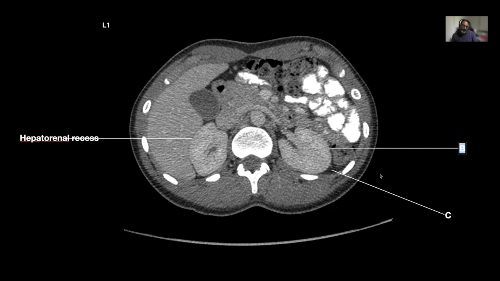Well, the paracolic gutter would actually be just there. You're not wrong, but this is another space. There's a fascia that separates this. Yes, that's a pararenal space. Correct. Yes, pararenal space. And left. And yes, that's the left pararenal space.